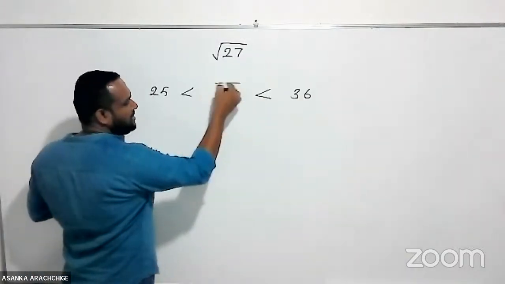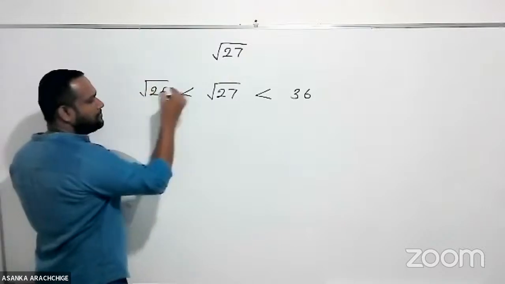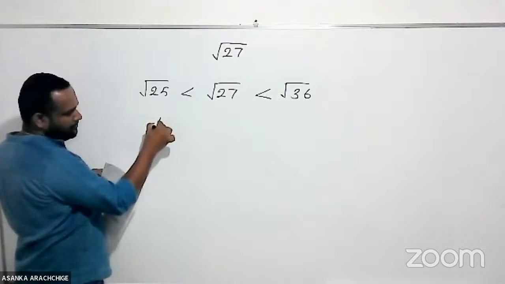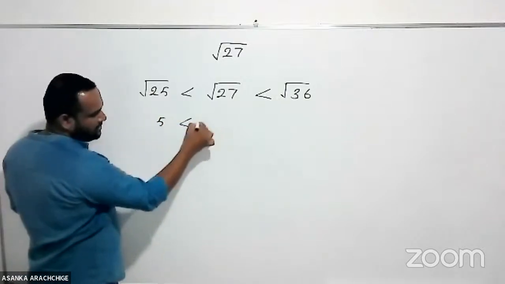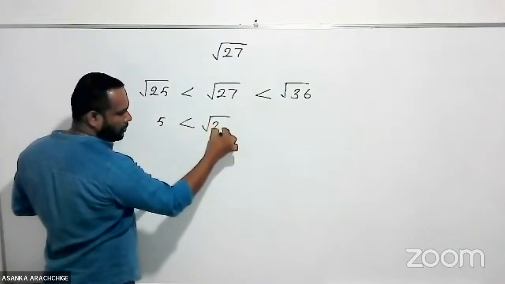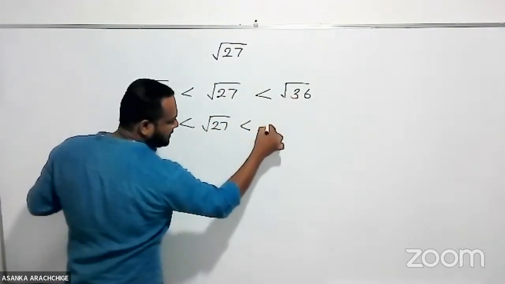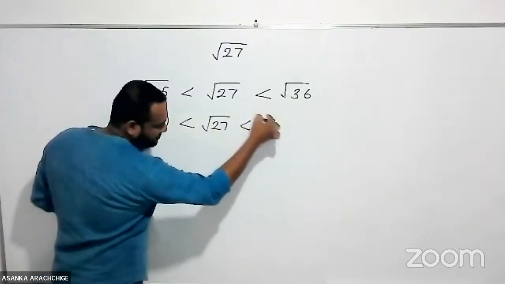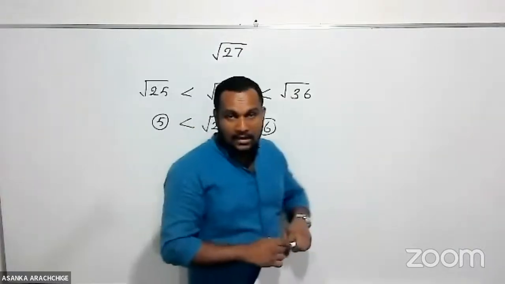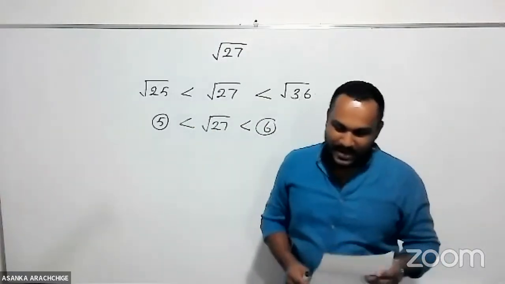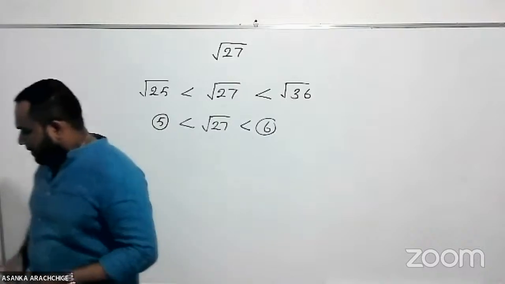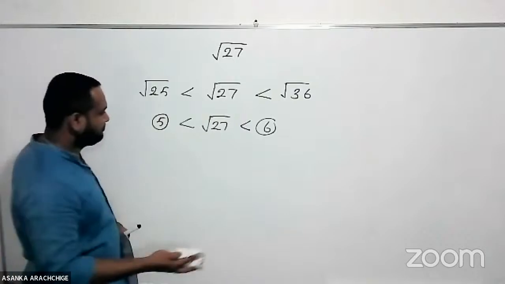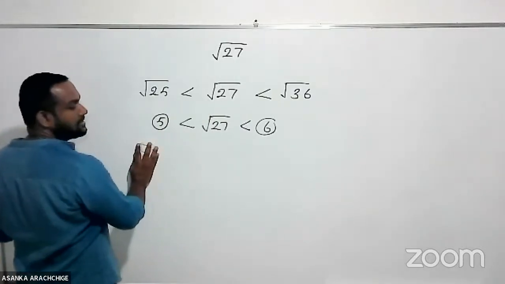Therefore, when we take the square roots of those numbers, we can get that the square root of 25 is 5. Now, this is what we want to know. And square root of 36 is 6. Therefore, the answer is between 5 and 6.